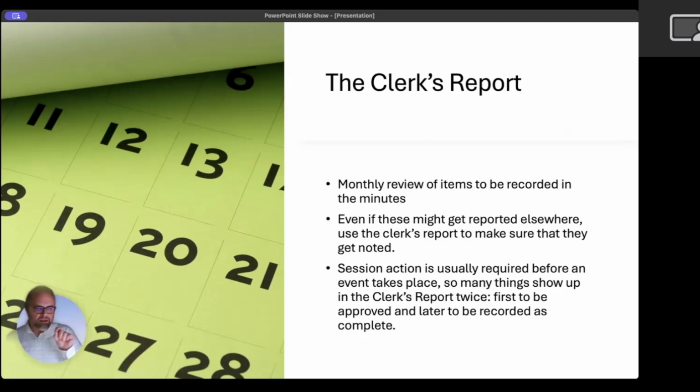The interesting thing about the clerk's report is a lot of stuff is listed in there twice. First of all, you move toward approval of something, so the session approves it one month, and then the next month you record that it happened. So you're going to be moving stuff in there twice.